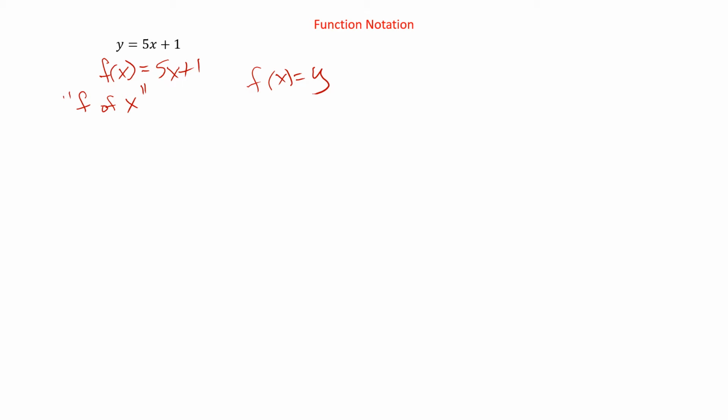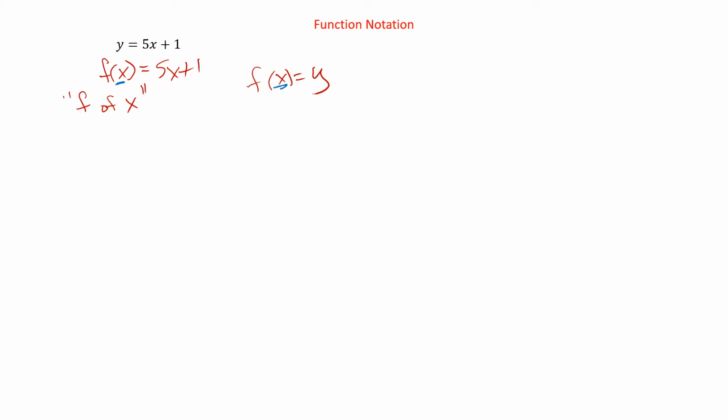Why would we use f of x instead of y? We do that for a couple reasons. One, because it shows us what our variable is. Our variable here is x. It's a function of x. The other reason is there will be times when we will have multiple equations. So we could have y equals 5x plus 1, and so that's f of x equals 5x plus 1.